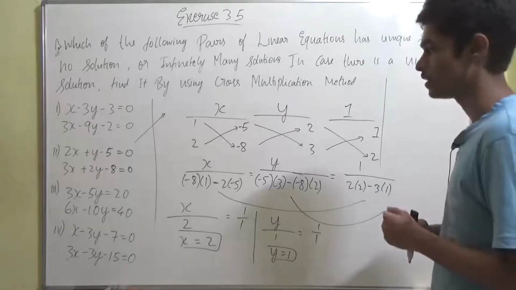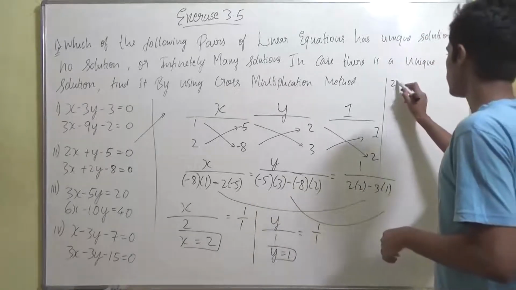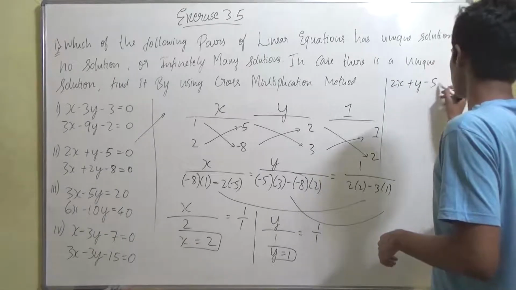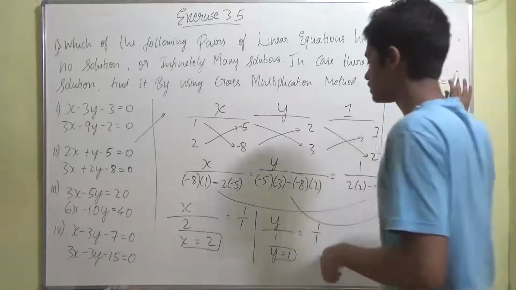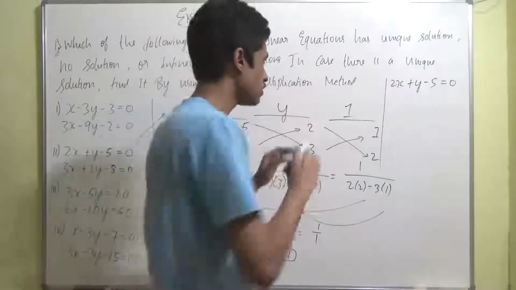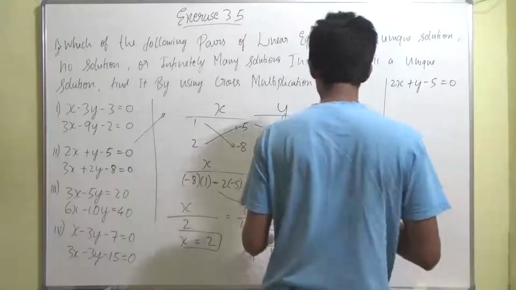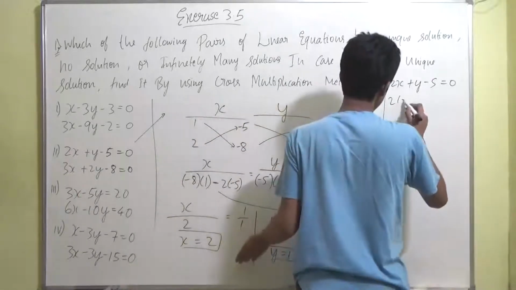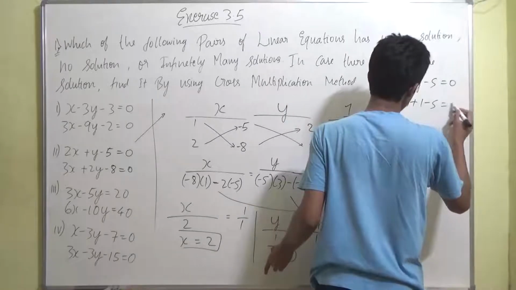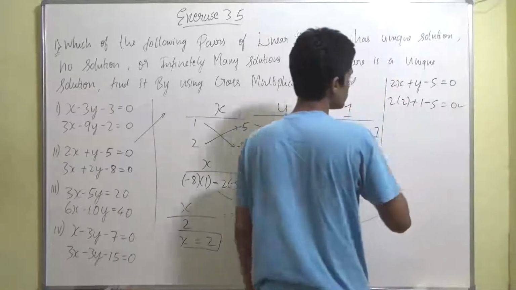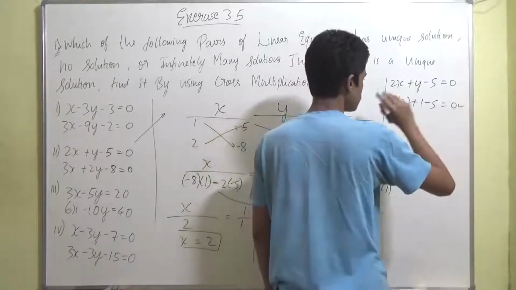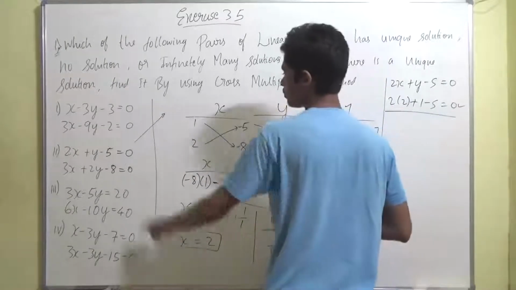So here it is 2x plus y minus 5 equal to 0. The RHS is 0. So when you substitute the values of x and y in the LHS, you should get RHS as 0. Then the equation will be satisfied. So let's start substituting, guys. 2x plus y is 2 into 2 plus 1 minus 5 equal to 0. Yes, because 2 into 2 is 4, plus 1 is 5, and 5 minus 5 is equal to 0, which means it is verified. Done. So the first equation got verified.